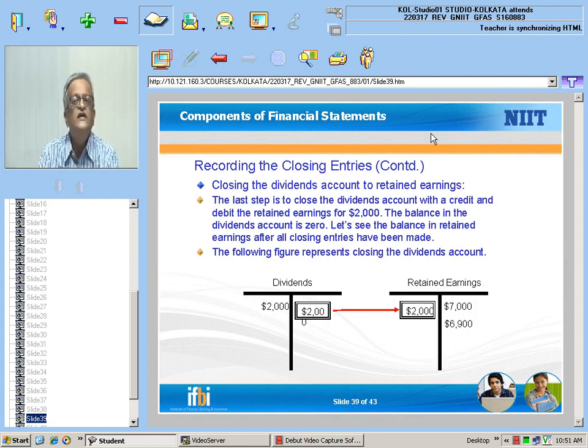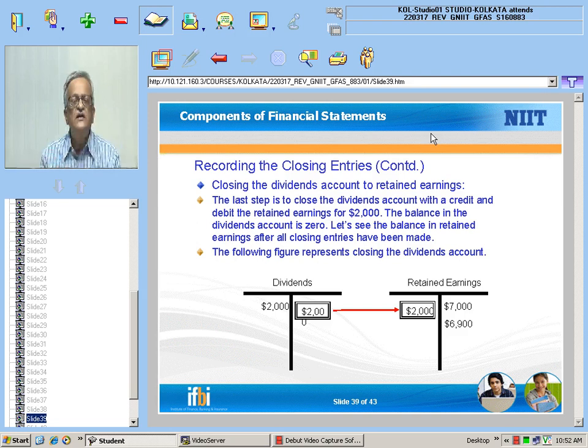Next, whatever dividend payable was there, we have debited dividend payable account and paid the dividends. So debit dividend payable account, debit retained earnings account, and credit dividend payable account. So you can see the arrow 2000. The last step is to close the dividend account. This is the last step. Close the dividend account with a credit and debit the retained earnings for 2000. The balance in the dividend account is now 0.